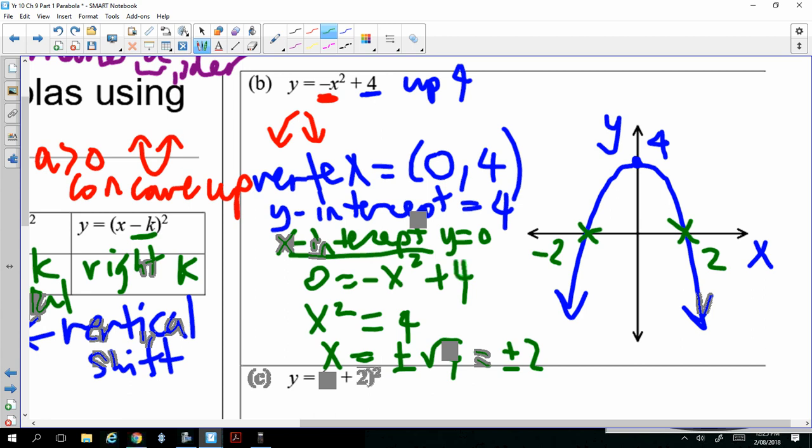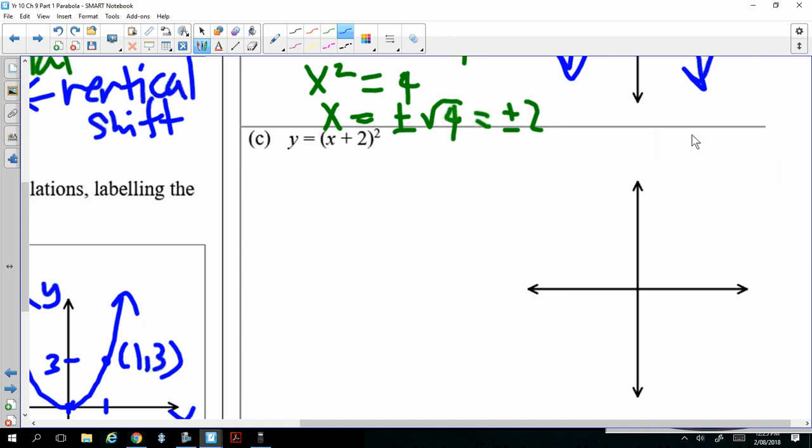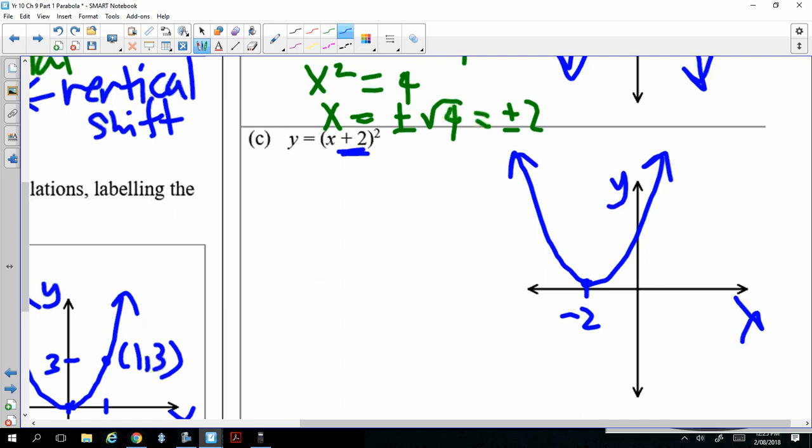All right, try the next question. I've shown you everything. Try the next one before I do the harder one on the next page, before you do the exercise. Okay, good. Try the next one: x plus 2 squared. What does the plus 2 do? Shift left 2 units. So it's going to go like this. Now write down the vertex, which is equal to negative 2, 0.